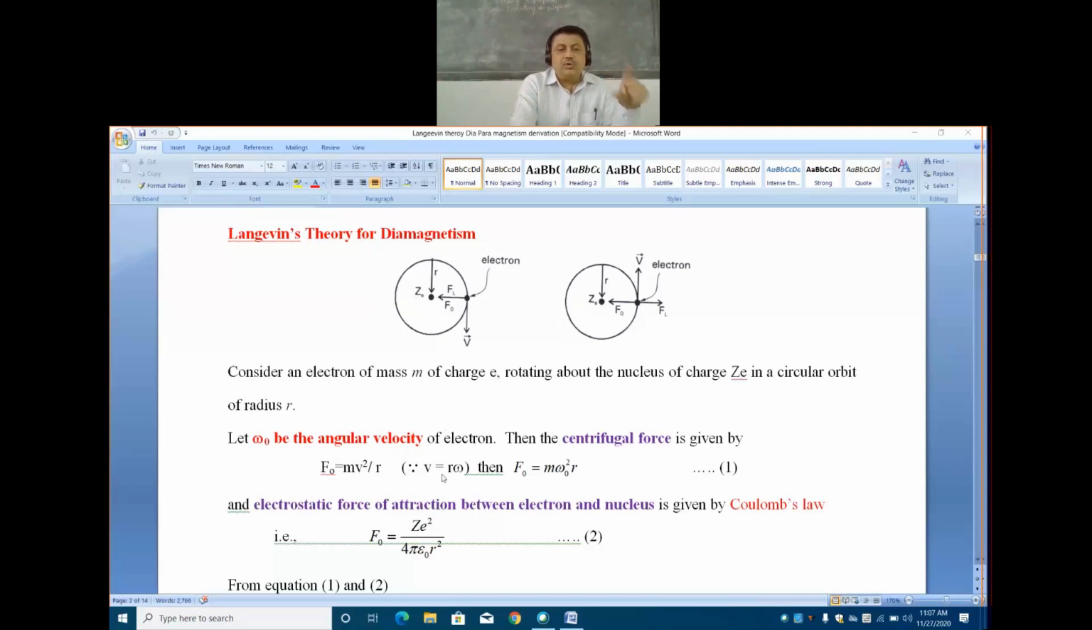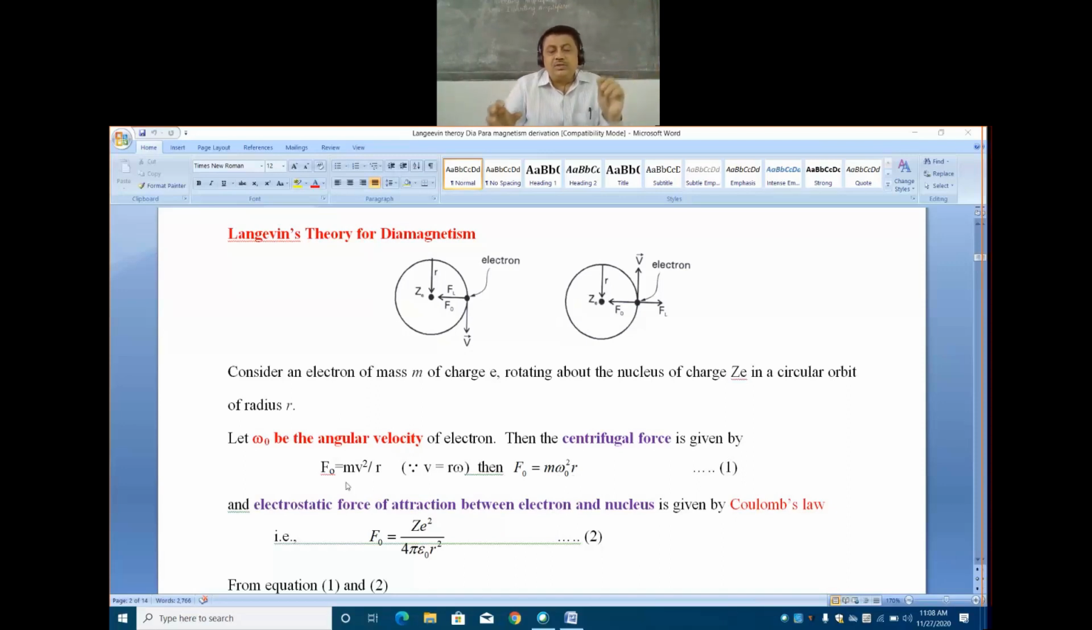Now, we also know that v is r omega. So if we substitute for v, then this F naught becomes m omega naught square r square by r. For v it is r square omega square, and one r cancels. So F naught is equal to m omega naught square r. This is the first equation.